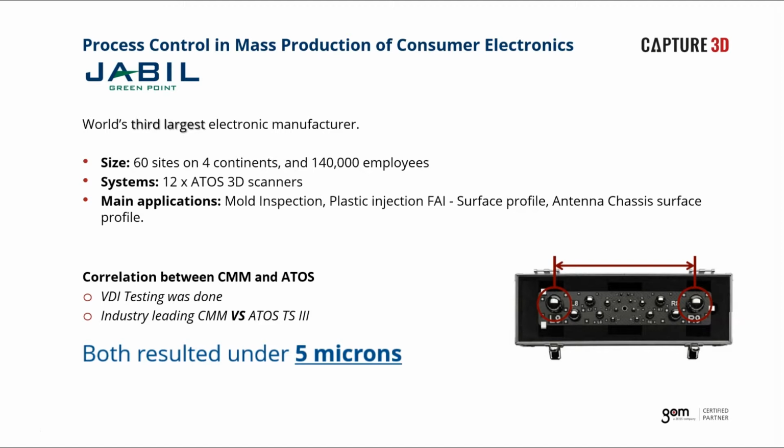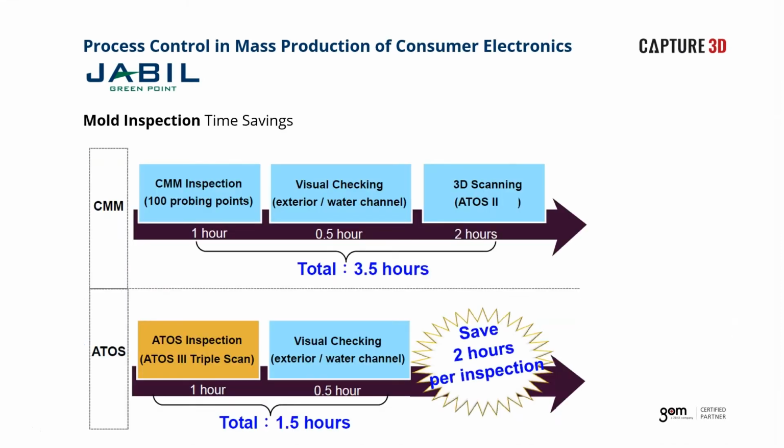Now, Jordan, is there anything else you'd like to touch on pertaining this case study? Yes, thank you, David. And the next 2 slides we'll go and look into the actual 2 studies done by Jabil. The first study was to analyze their mold inspection time. Jabil was an early adopter of the ATOS technology, using ATOS in conjunction with their CMM. That process took about 3.5 hours to scan and inspect their mold. By eliminating their CMM and using ATOS exclusively for scanning and inspection, they were able to save about 2 hours of inspection time just for the one mold.